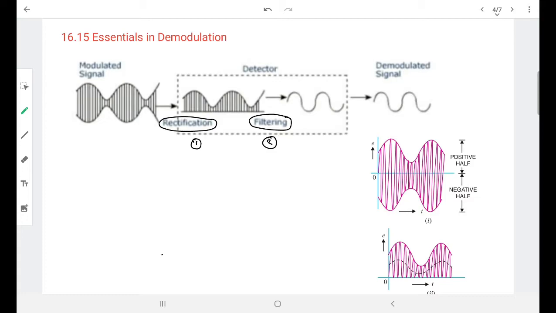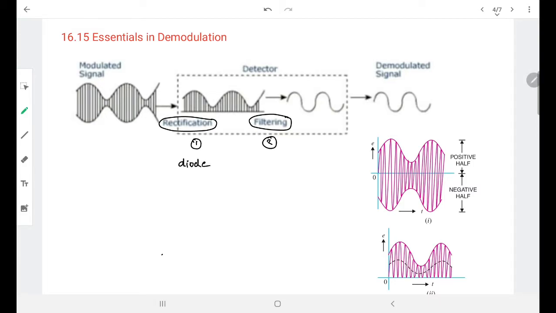Rectification in electronics means converting the signals to one-direction signals, or DC signals. DC signals means one-direction signals. If the current is flowing in one direction, we will get a rectified signal. So rectification can be done using a diode.